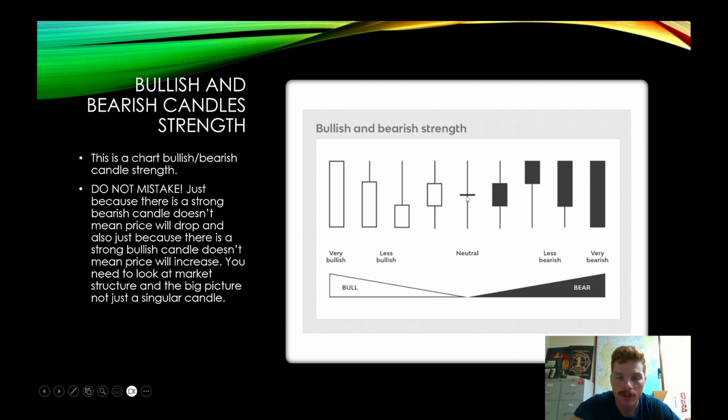The body opened here, rose to this price, dropped to this price, and closed at almost the exact same price that it opened at. That shows buyers and sellers were almost completely equal. Another neutral candle, but what did I say? Candle open for bearish candles is the top of the body. Candle open for bullish candles is the bottom of the body. So we have candle open, it rose to this price, dropped to this price, and came back to this price. Now we're starting to get a little more bearish.